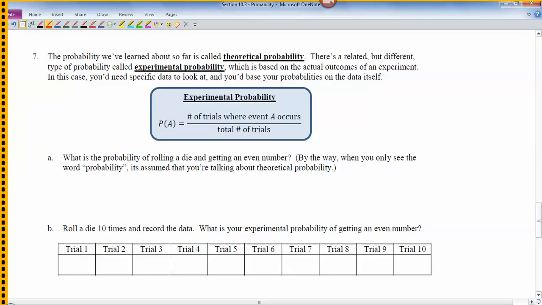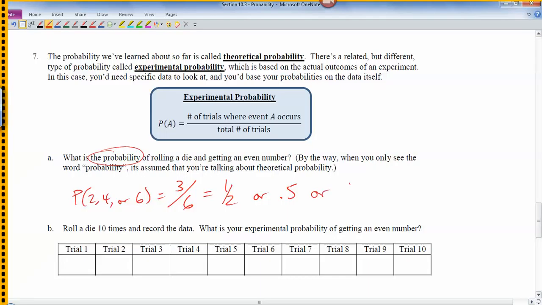So what's the problem? In A, the probability of rolling a die and getting an even number, I just write probability. That means you assume the theoretical one. So getting an even number, that'd be the probability of rolling a 2, 4, or a 6. Okay, well, there's 3 outcomes there that are good out of 6 total outcomes, because it's probability, not odds. So it's 3 out of 6, which is 1/2 or 0.5 or 50%.